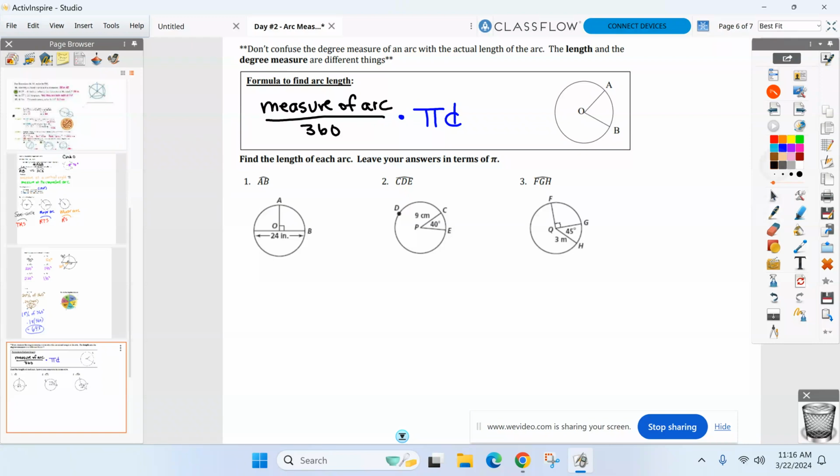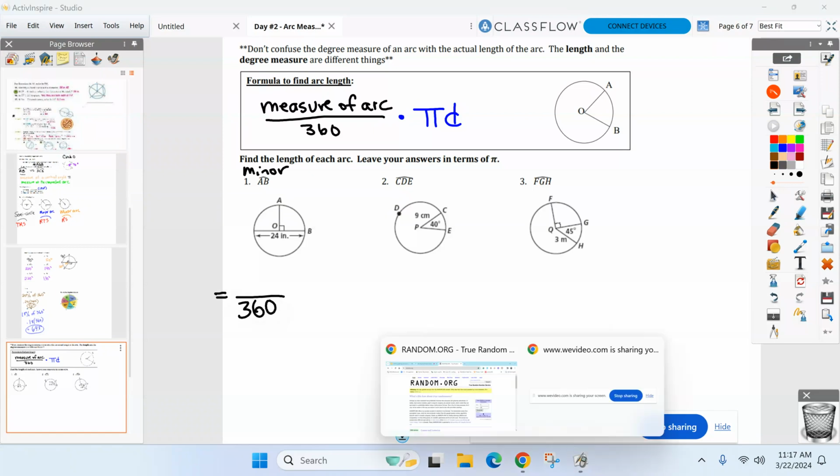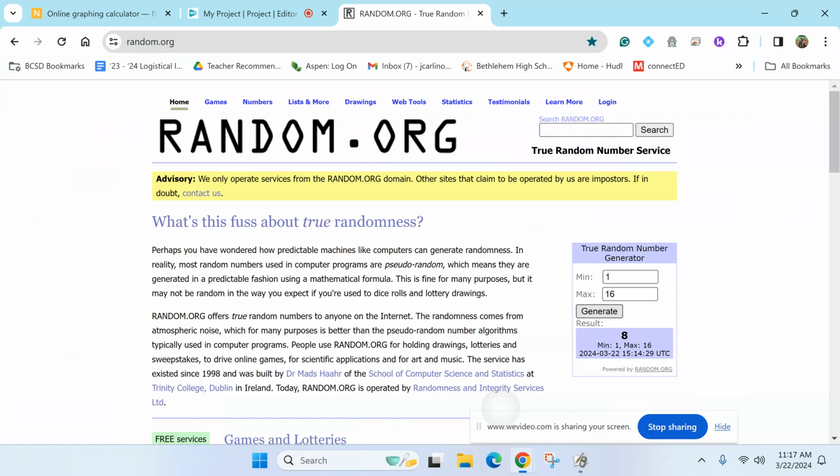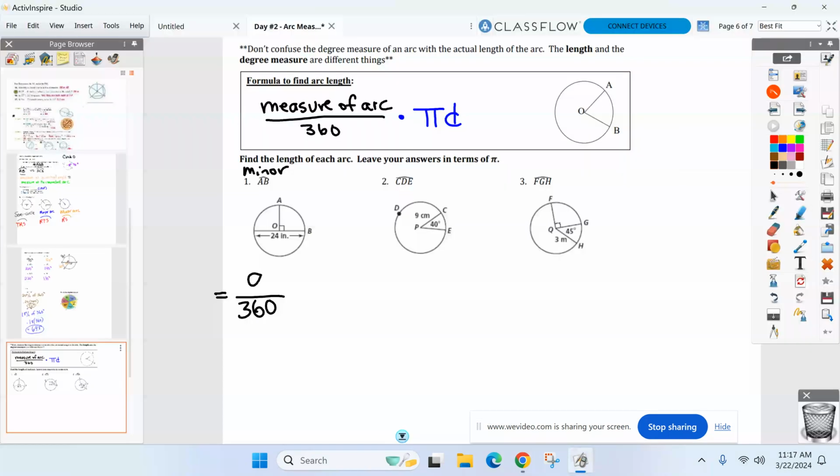All right, let's use it. I'll have to add this into the notes next year, but number one is minor arc AB, okay? We're looking for the length of minor arc AB here. Again, don't tell me it's 90. That's the measure. I'm looking for the length now using this formula. What are we going to put over 360? What is the measure in degrees of arc AB, Doyle? 90, yep. So I put 90 over 360 times pi d, and 24 looks like it's the diameter.